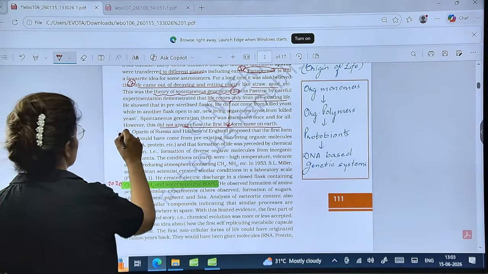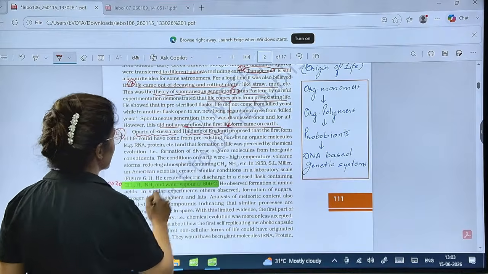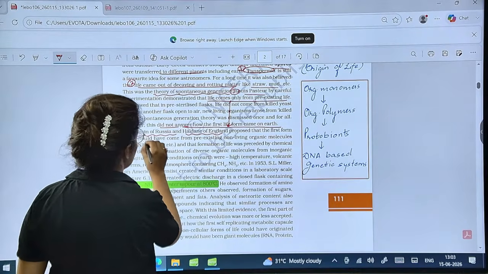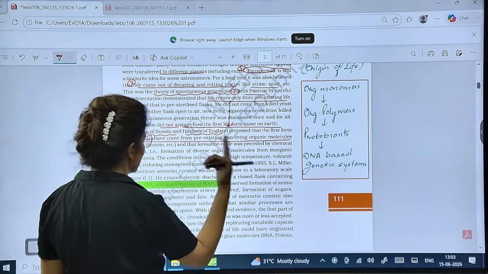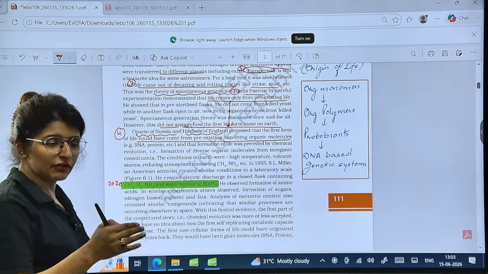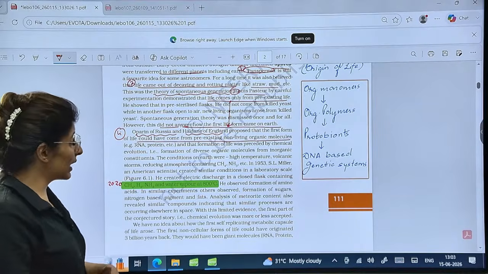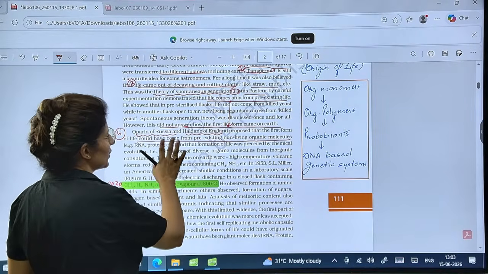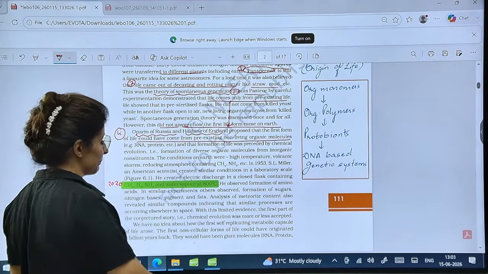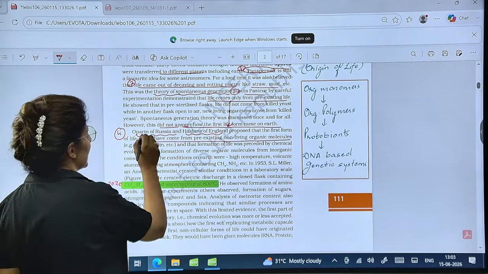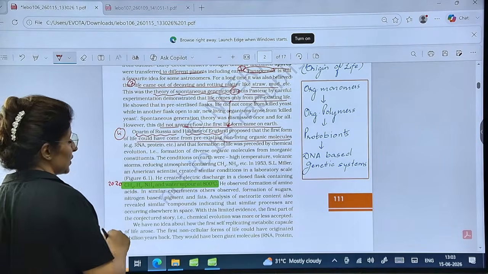Now, the theory that we actually trust is by Oparin of Russia and Haldane of England, who said that life could have come from pre-existing non-living organic molecules. For the present, life comes from pre-existing life only. But according to them, the first life came from non-living matter. Is that clear? So abiogenesis first, followed by biogenesis. We have discussed it already.